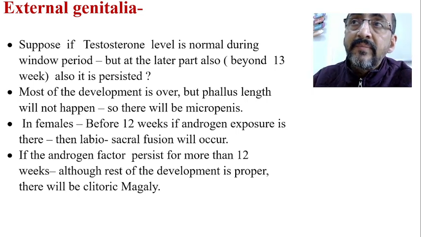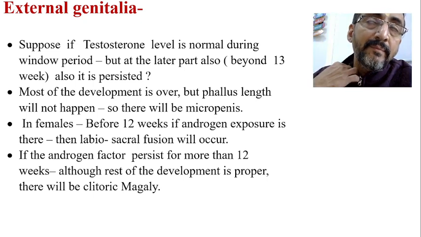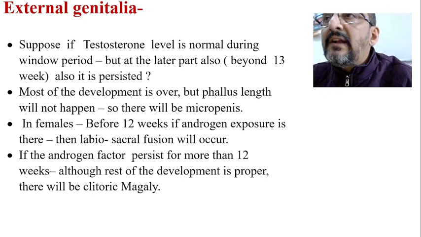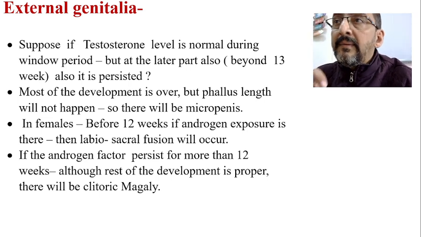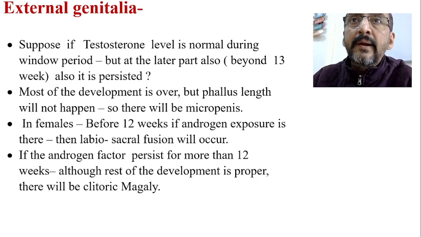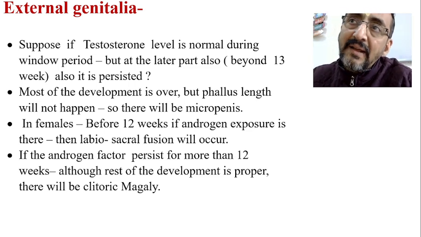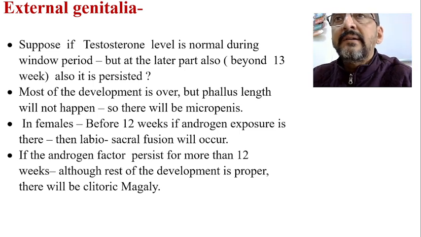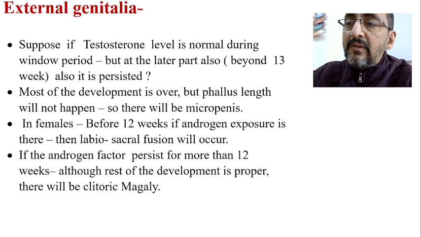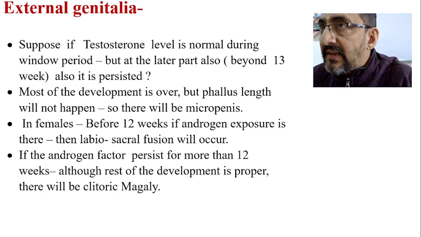If it is persisting after the critical window period also, then what happens? Phallus length, जो penis का phallus है उसका length, so that will not be properly developed. That means for the proper development of the phallus length after the critical window period, testosterone level should come down. And if the testosterone level is even present at a higher level after the critical window period also, it badly affects the growth of the phallus and child may develop micropenis at the time of the birth.